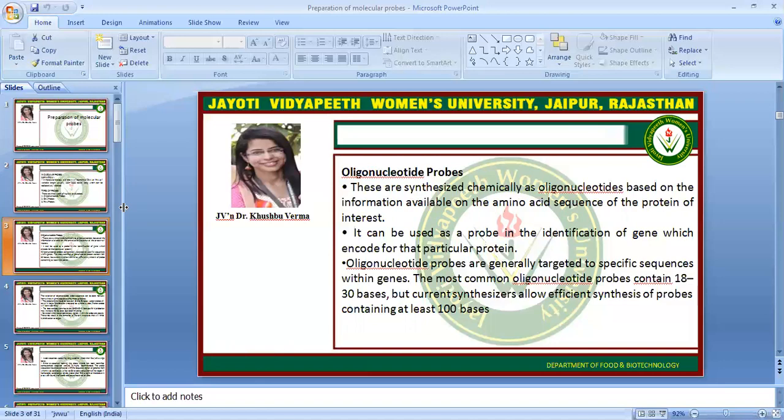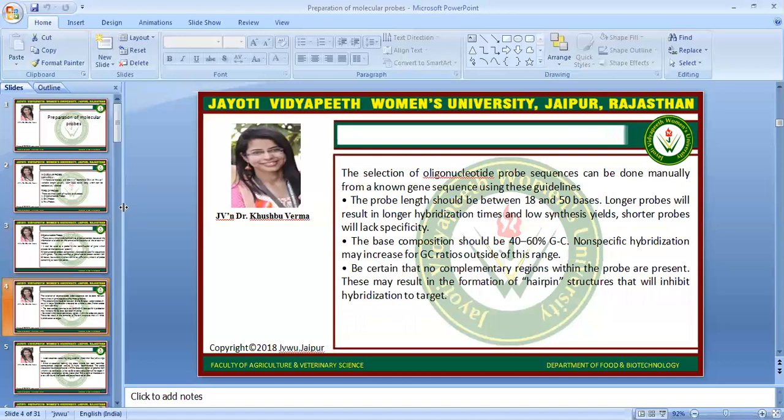least 100 bases. The selection of the oligonucleotide probe sequence can be done manually from a known gene sequence using these guidelines. The probe length should be between 18 to 50 bases. Longer probes will result in longer hybridization times and low synthesis yield. Shorter probes will lack specificity. So it should be between 18 to 50 bases.